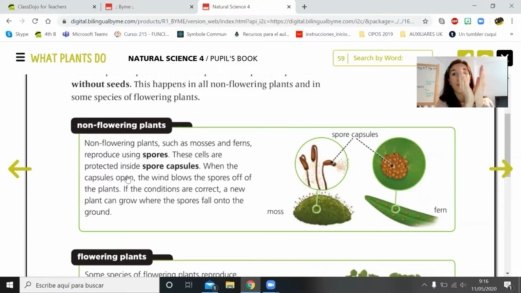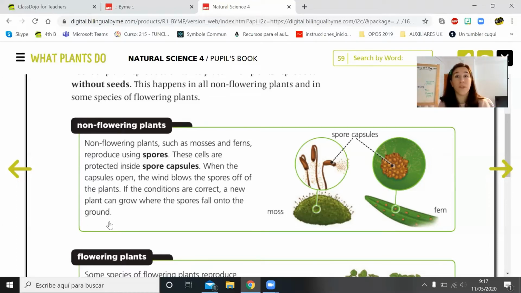the wind blows the spores off of the plant. That means the capsule opens and the wind blows the spores away from the plant, okay? If the conditions are correct, that is, if there is enough sunlight, enough humidity, enough water, a good soil, a new plant can grow where the spores fall onto the ground. That works the same as seeds. The seeds fall to the ground and a new plant grows if the conditions are good.